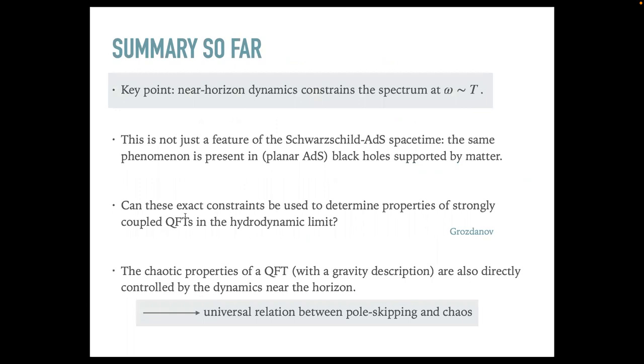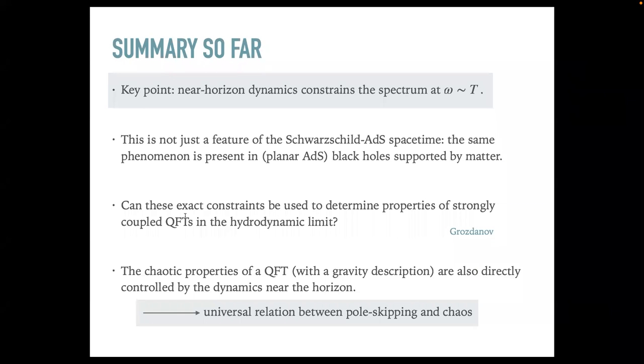Okay, so the key point in what I explained so far is that just from looking at what's happening near the horizon, we can get exact constraints on the spectrum at energies of order the temperature. I've been talking about the Schwarzschild AdS space-time just because it's relatively simple, but there's nothing special about the Schwarzschild AdS space-time in this.